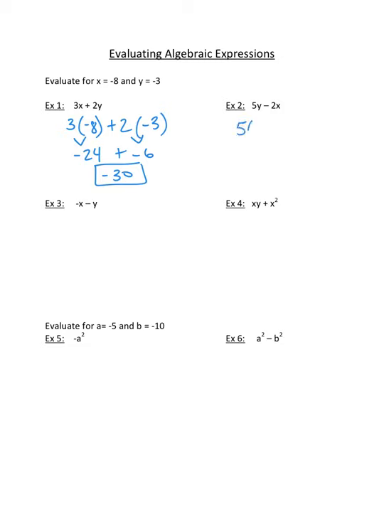So we have 5 times negative 3 minus 2 times negative 8 should have given you negative 15, and then be careful, negative 2 times negative 8 is positive 16. So negative 15 plus 16 would give us positive 1.